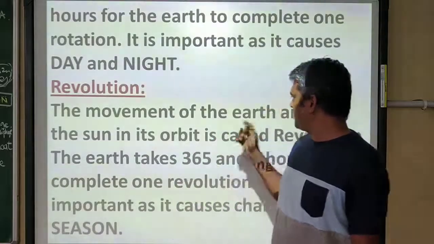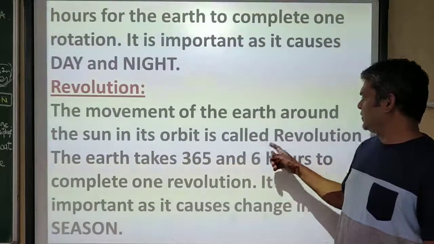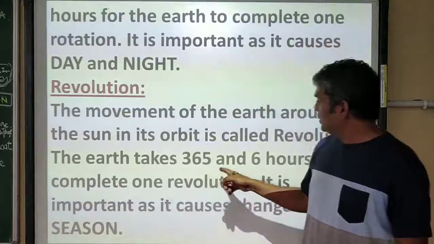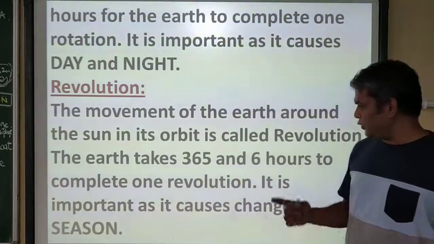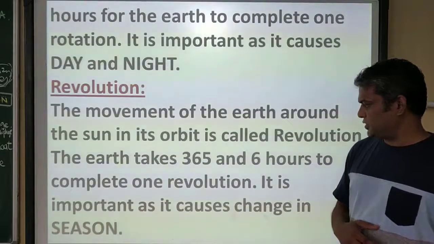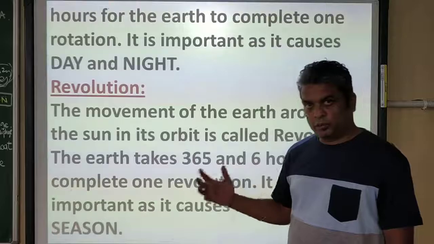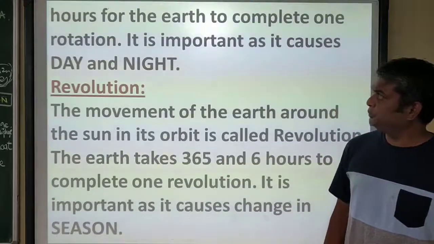The movement of the Earth around the Sun in its orbit is called revolution. The Earth takes 365 and 6 hours to complete one revolution. It is important as it causes changes in season. Rotation, day and night; revolution, seasons.